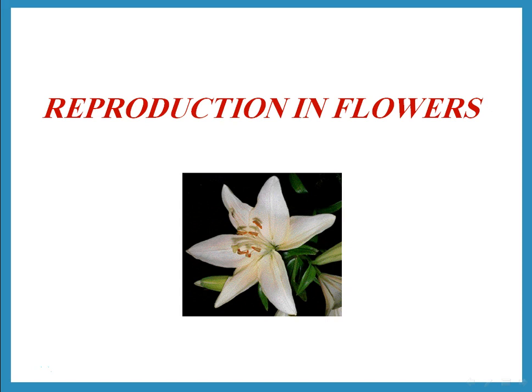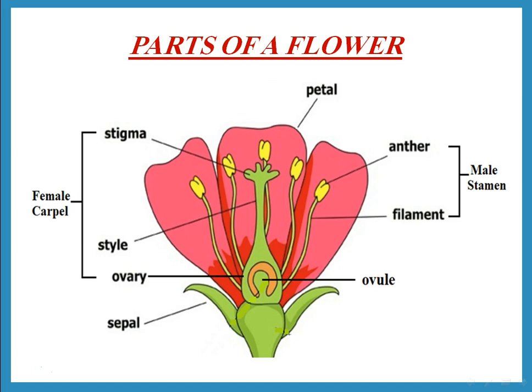So this has to do with biology of combined science or of the O-level IGCSE. Okay, we know that if a plant gives flowers, that means it is doing sexual reproduction. And the first thing we need to know is the parts of the flower. So what are the parts of the flower?